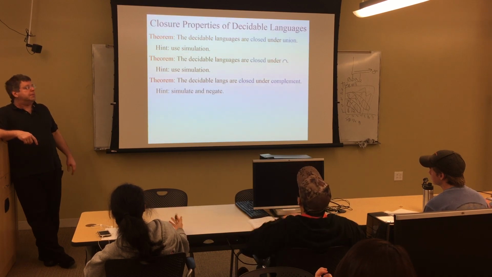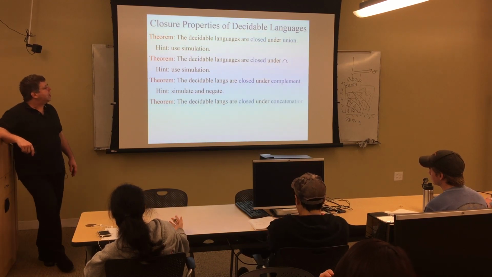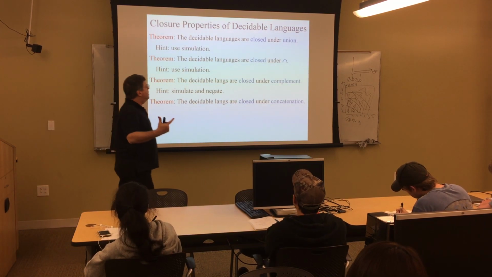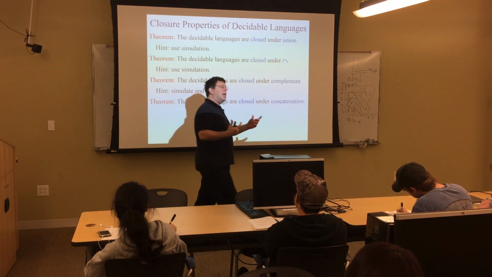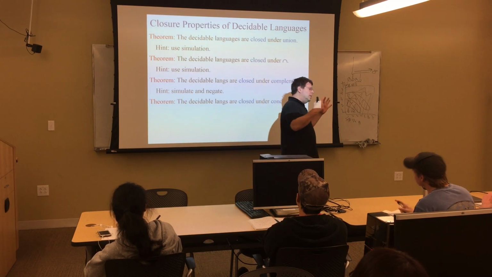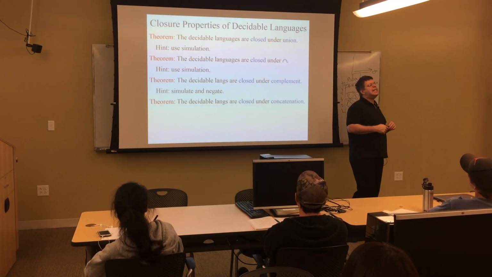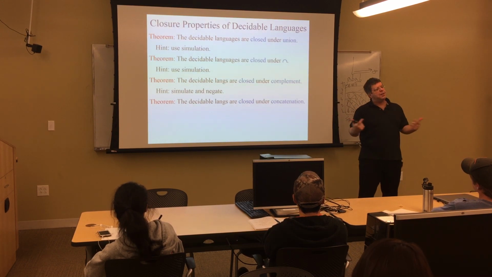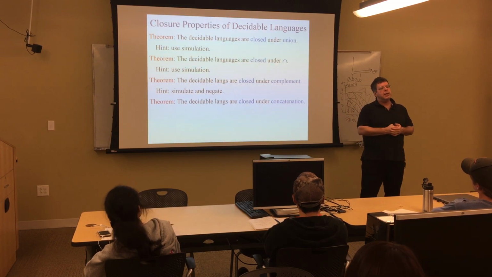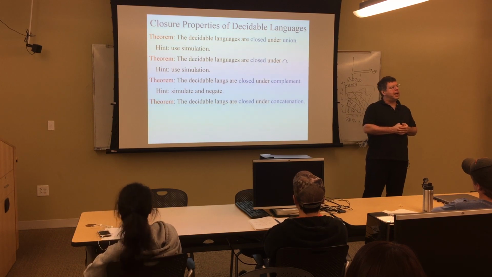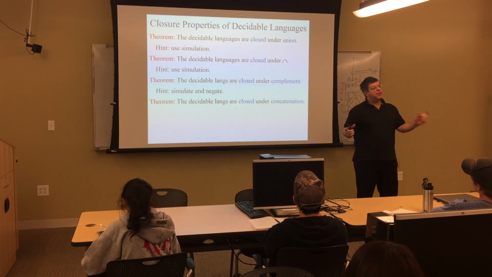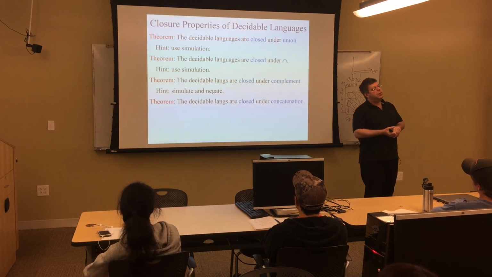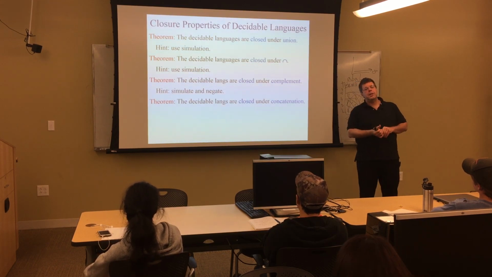Okay? Just negate. All right, decidable languages are closed under concatenation. So I give you a language that is decidable, and another language that is decidable. Their concatenation is decidable too. What's the decider for the concatenation of the two languages as a function of the deciders for the two languages respectively? How do you build a decider for the concatenation of the languages if you have deciders for each? How do you use those as subroutines to build a decider for the concatenation?